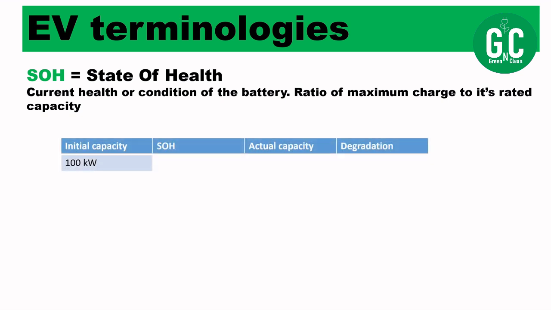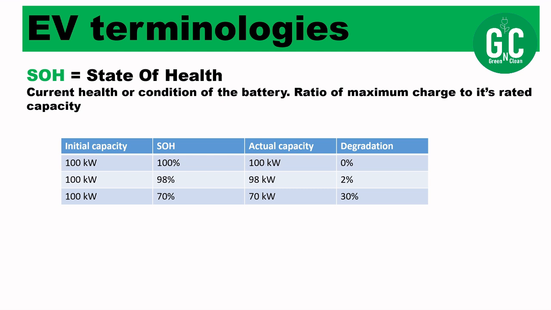Let's take some examples. So if you have a battery that is having an initial capacity of 100 kilowatt, then if it has a 100% state of health, then its actual capacity will be 100 kilowatt. That means it has a 0% degradation. Now, if you see the same battery at 98% state of health, that means it has an actual capacity of 98 kilowatts. That means the battery can be fully charged only up to 98 kilowatt after certain period of time. That means it has degraded 2%. Batteries usually degrade about 2% every year.